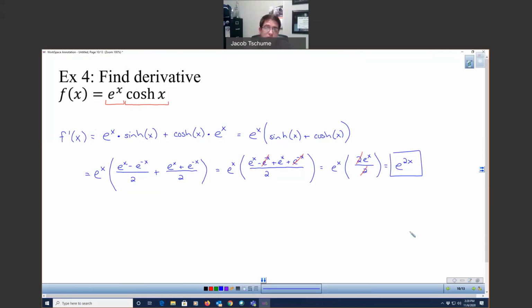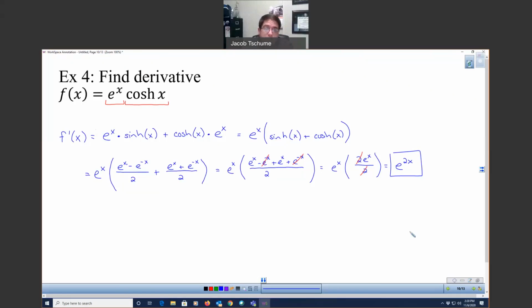That an exponential function times a hyperbolic trig function, the derivative of that just comes out to be an exponential function in the end. So very good. You just got to remember your rules. And there's an extra step of also knowing the definitions of hyperbolic sine and cosine.